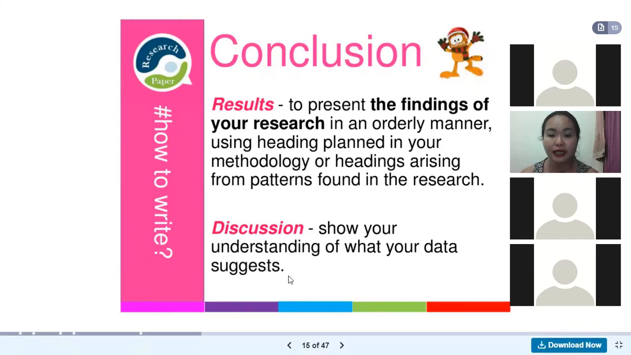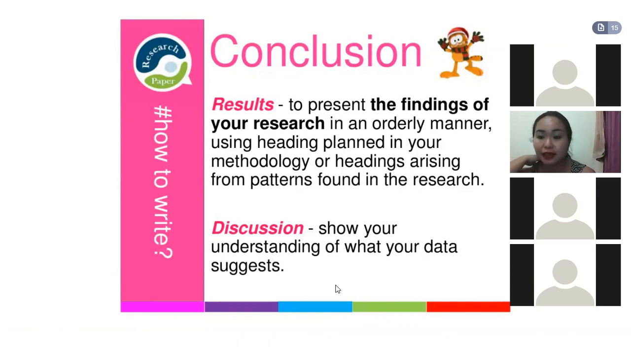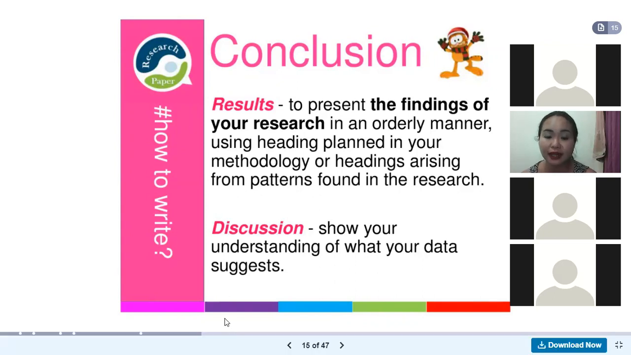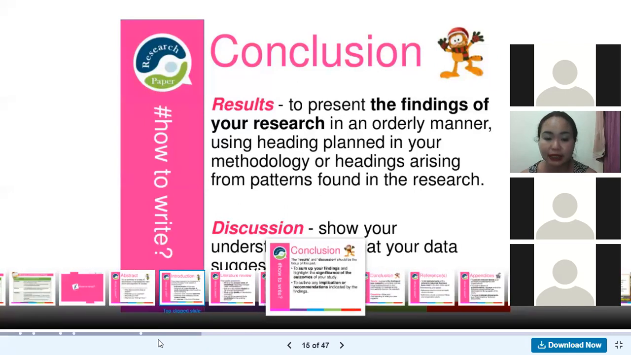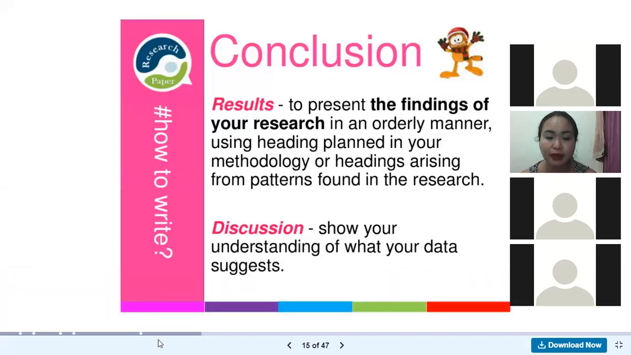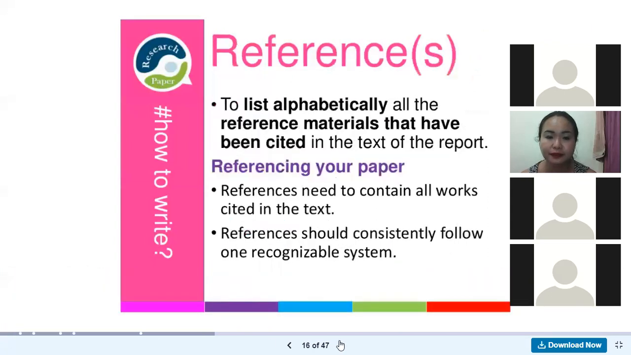And lastly, discussion shows your understanding of what your data suggests. So, what could that result mean? Does it mean that the adlay, if you sell it, is very in demand? Does it mean like that? If the consumer finds it acceptable by taste? So you should be able to explain that.